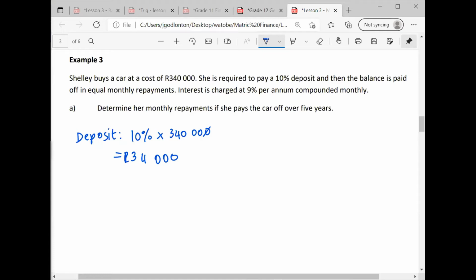So what do I still owe, or what is my balance? It's going to be my 340,000 minus the 34,000, which was my deposit. And that's going to give me a total of 306,000 Rand. I wish it was 306 Rand.